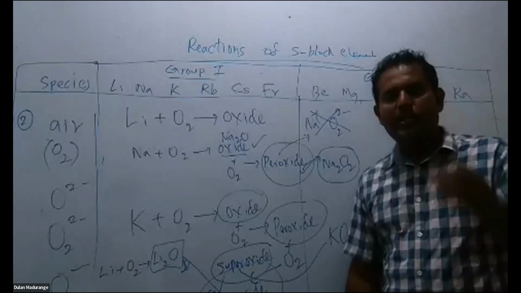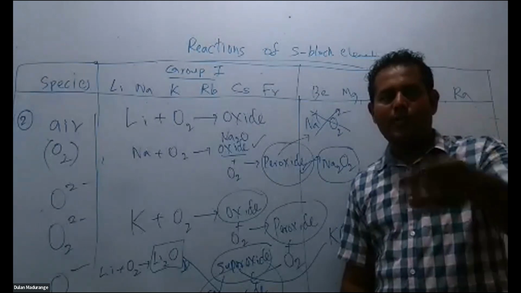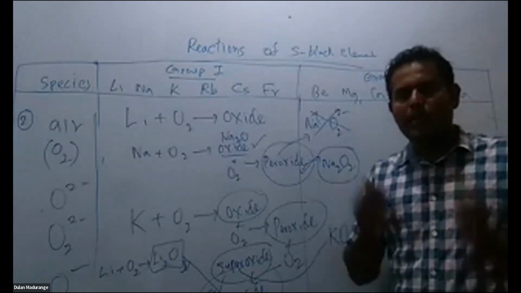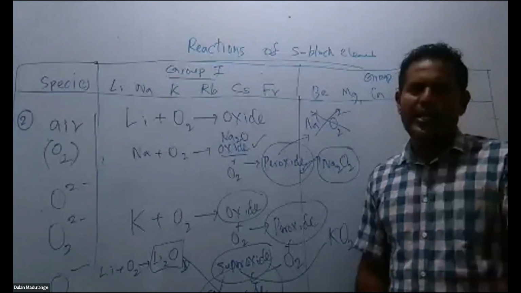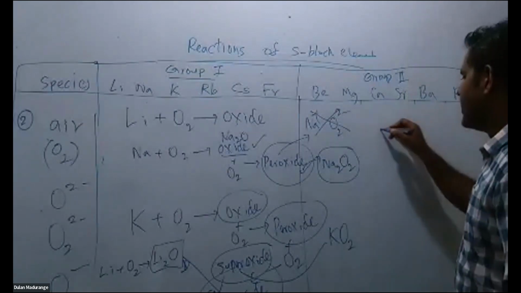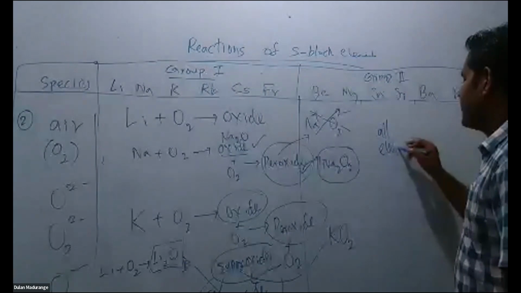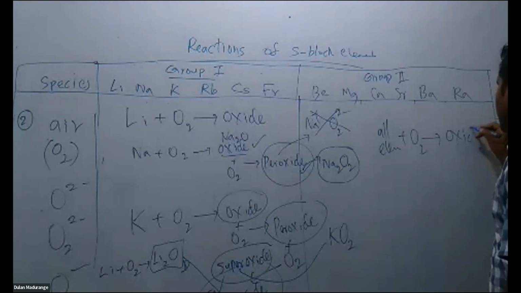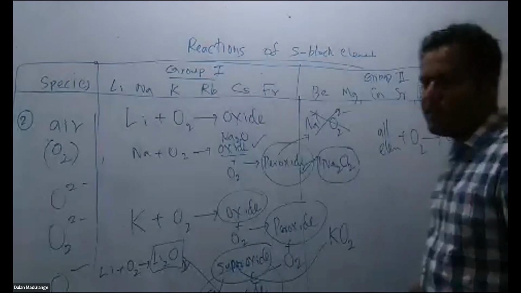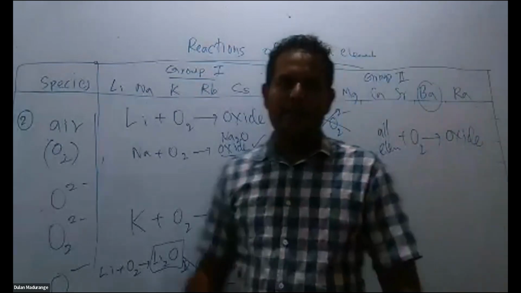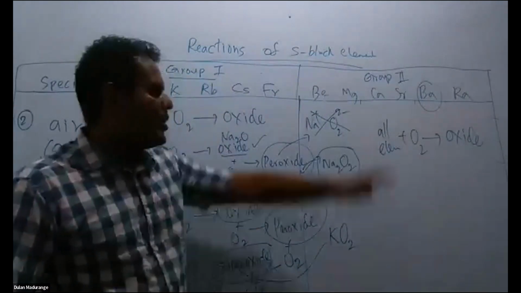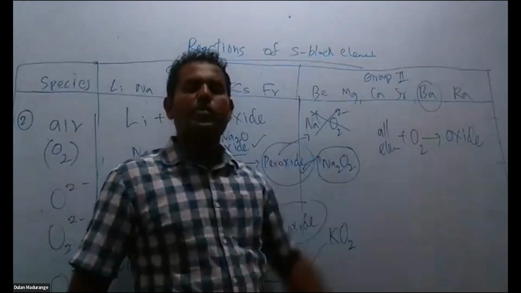Group 2 is no trouble at all. All elements react with all the forms of oxygen and just form oxide. I mean, in group 2 elements, they will form peroxides and superoxides, but that is not relevant to the syllabus. So we say all elements react with oxygen to form oxide. Basically the oxide. If you get barium, it will form barium peroxide, right? Barium superoxide. But not available in the syllabus. Generally, we have to study all elements react with oxygen to form oxide.